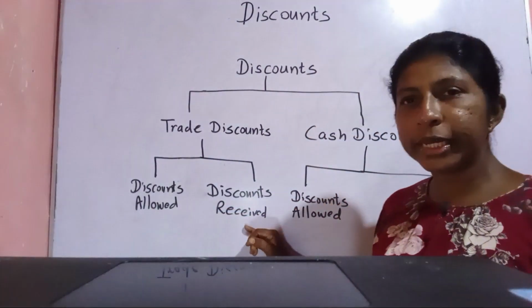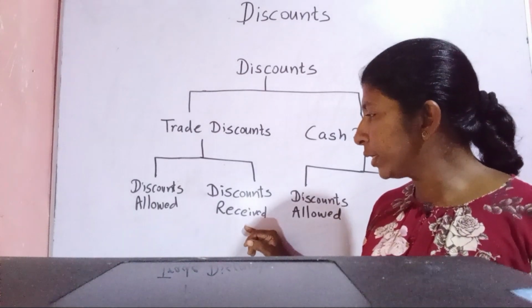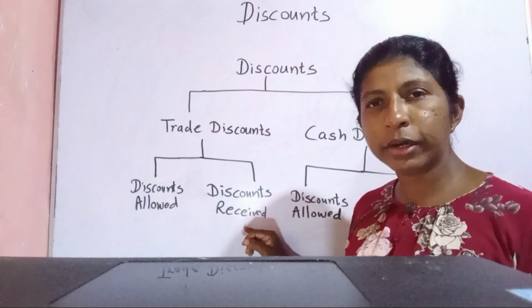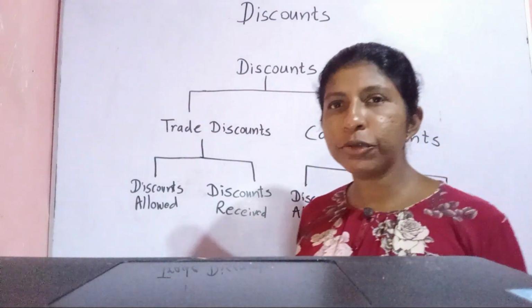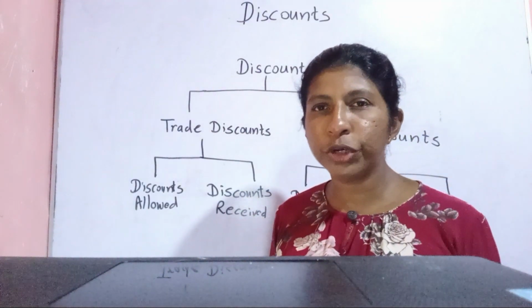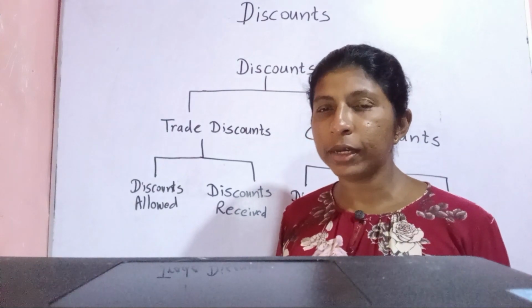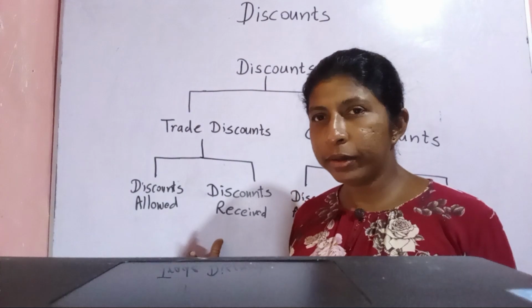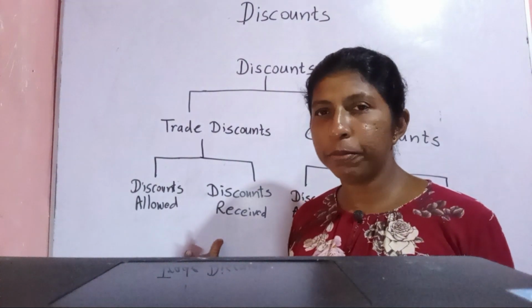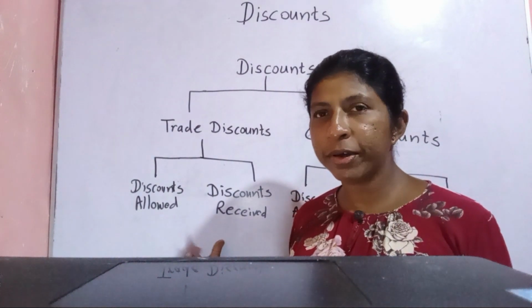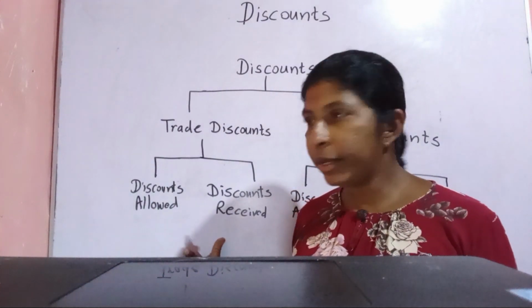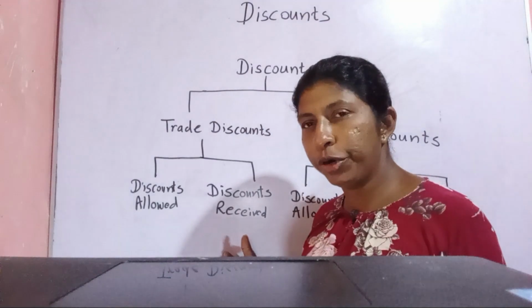Then our second category is discounts received. Discounts received means that when we are purchasing goods from another business, they will deduct some amount from the listed price. That means from our purchases, we will receive a discount. It is a discount received.